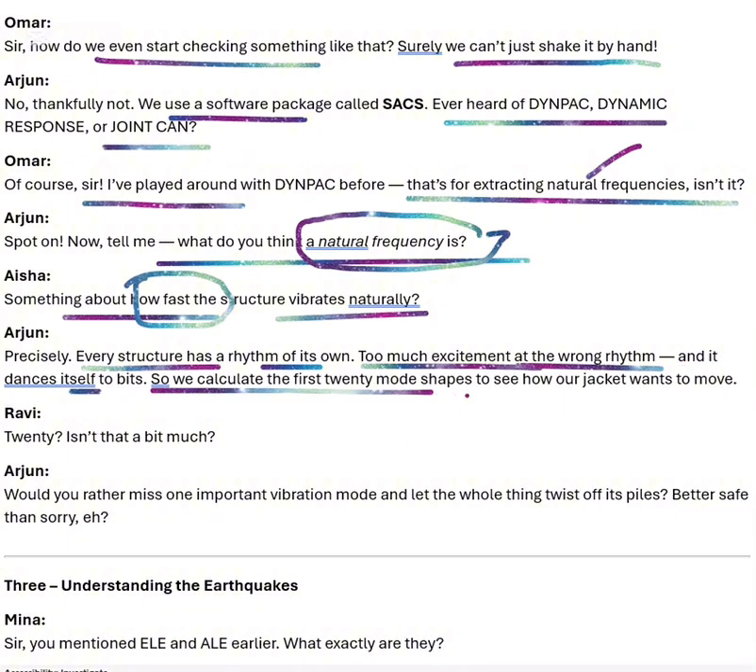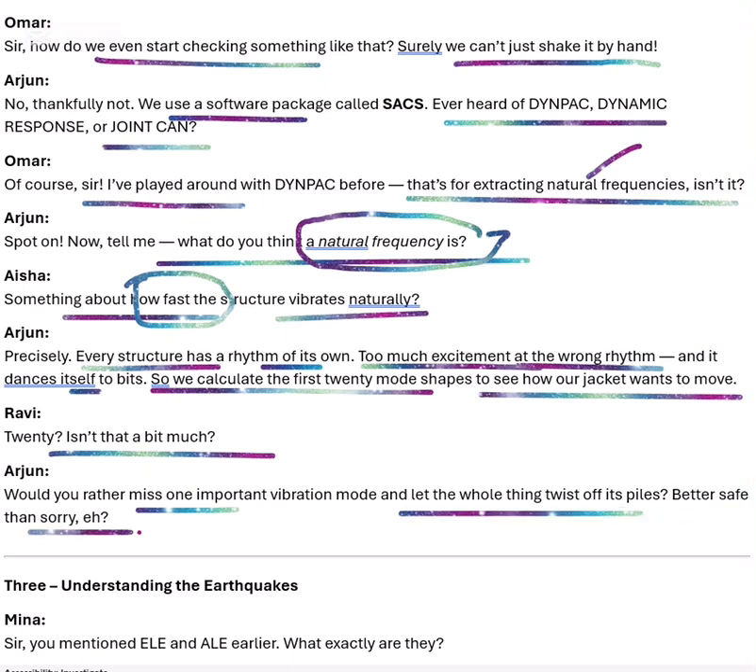So we calculate the first 20 modes to see how our jacket wants to move. 20, isn't that a bit much? Would you rather miss one important vibration mode and let the whole thing twist off its joints? Better safe than sorry, right?